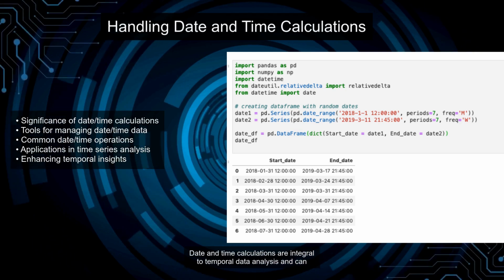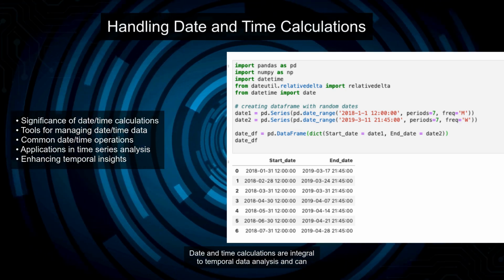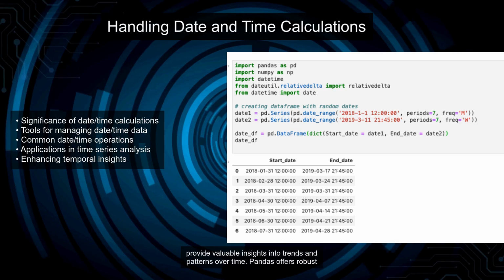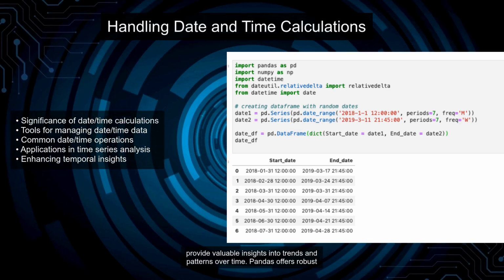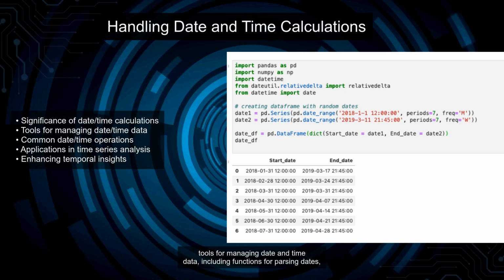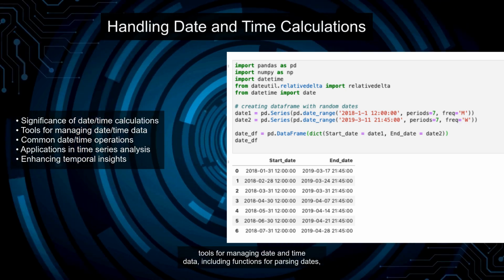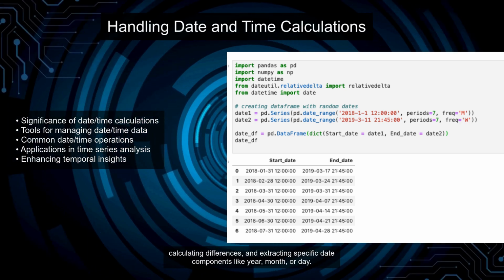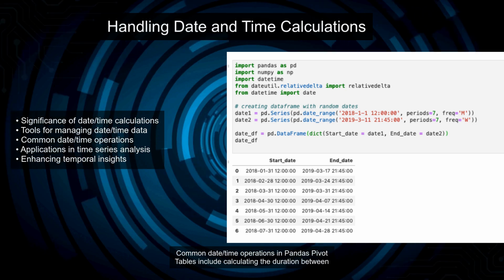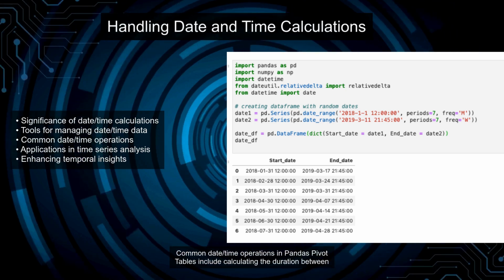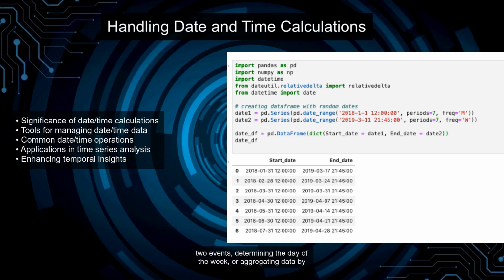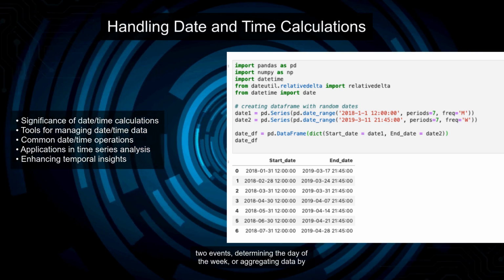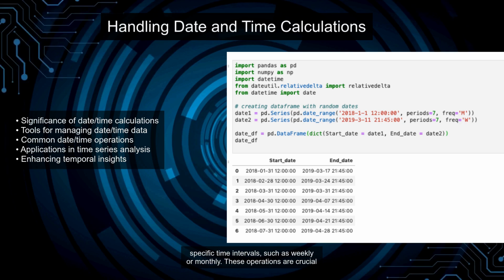Date and time calculations are integral to temporal data analysis and can provide valuable insights into trends and patterns over time. Pandas offers robust tools for managing date and time data, including functions for parsing dates, calculating differences, and extracting specific date components like year, month, or day. Common date/time operations in Pandas pivot tables include calculating the duration between two events, determining the day of the week, or aggregating data by specific time intervals, such as weekly or monthly.